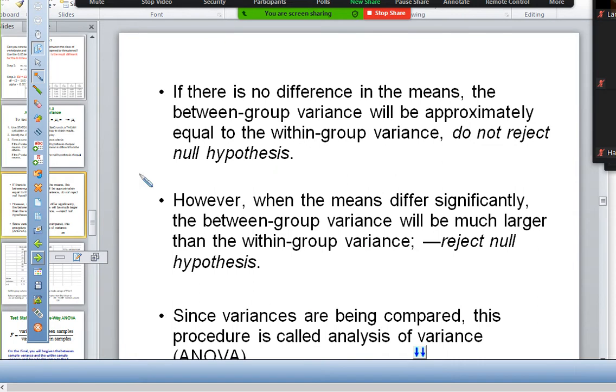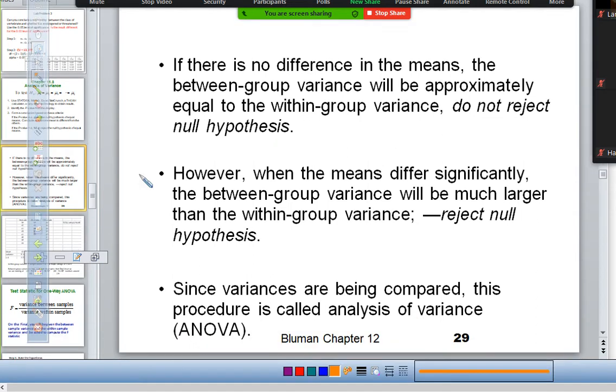All right, so this is important. This explains some of the ideas behind it. If there's no difference in the means, say I have 3 different means, then the between group variance will be about the same as the within group variance. So we won't reject the null hypothesis. However, when the means are extremely different from each other, then the between group variance is going to be a lot higher than the within group variance, and I will reject the null hypothesis.